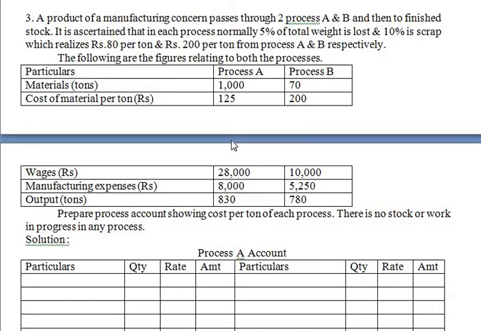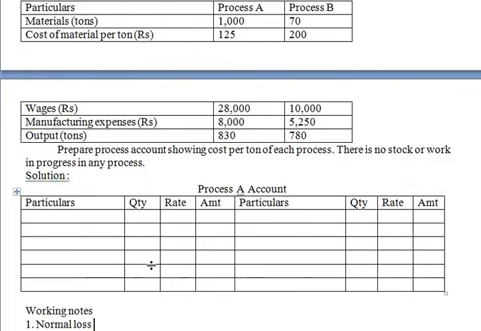Prepare process account showing as per ton of each process. There is no stock or work in progress in any process. Okay. Now here we will have to prepare process A account as well as process B account along with finished stock account. So first we will prepare process A account. So next line, take down process A account and particulars: quantity, rate, amount.